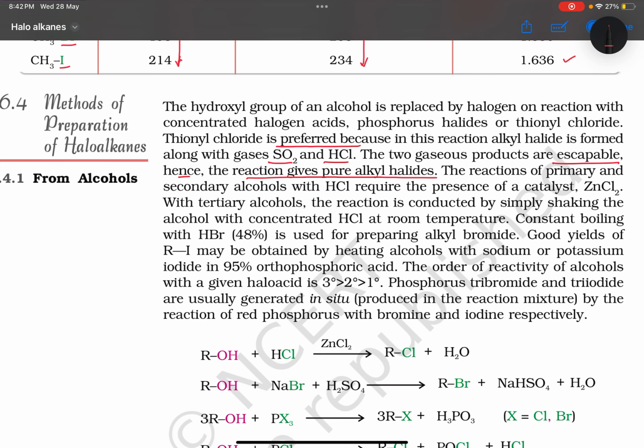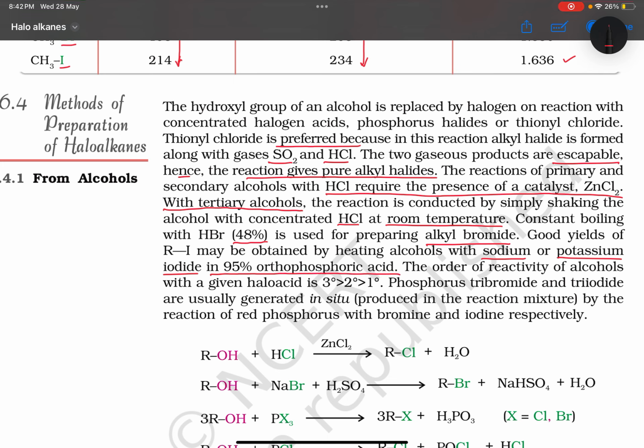The reactions of primary and secondary alcohols with HCl require the presence of a catalyst ZnCl2. With tertiary alcohols, the reaction is conducted by simply shaking the alcohol with concentrated HCl at room temperature. Means tertiary alcohols are more reactive. Constant boiling HBr 48% is used for preparing alkyl bromides. Good yields of RI may be obtained by heating alcohols with sodium or potassium iodide in 95% orthophosphoric acid.